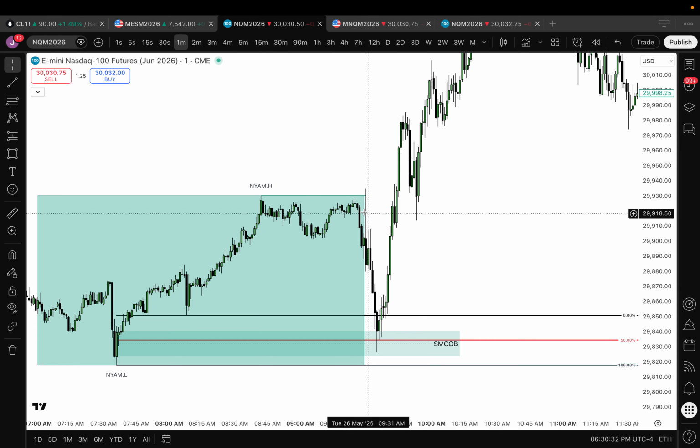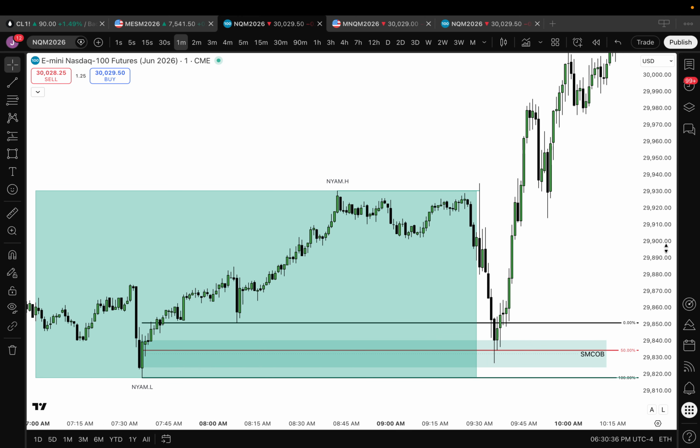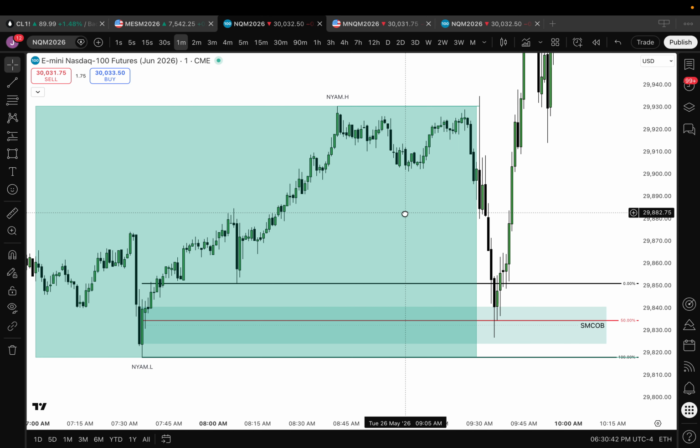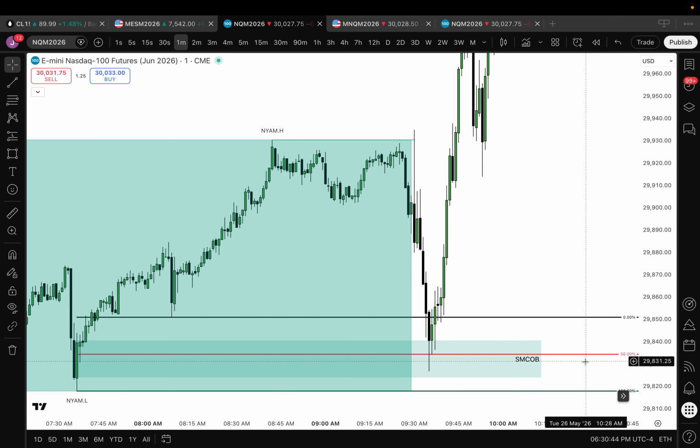yeah. And then manipulation expansion is just to say that this wick did not sweep these highs right here. We just opened, went down, tagged this order block, got these trailed stops, hit event horizon, leaving these relative equal lows.